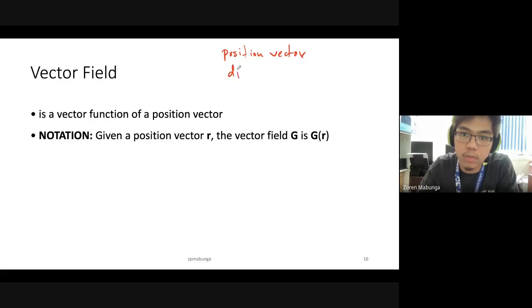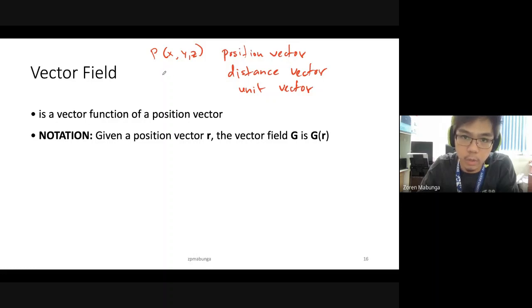Meron din tayong distance vector na, then yung unit vector. So sulat ko lang yung mga different vector na na-discuss natin. Yung position vector, ginamit natin dito isang point. Given ka ng point P na X, Y, and Z, so pwede mo na agad kunin yung position vector. So yung X, Y, Z will be the coefficients of AX, AY, and AZ. Then i-add mo lang sila.